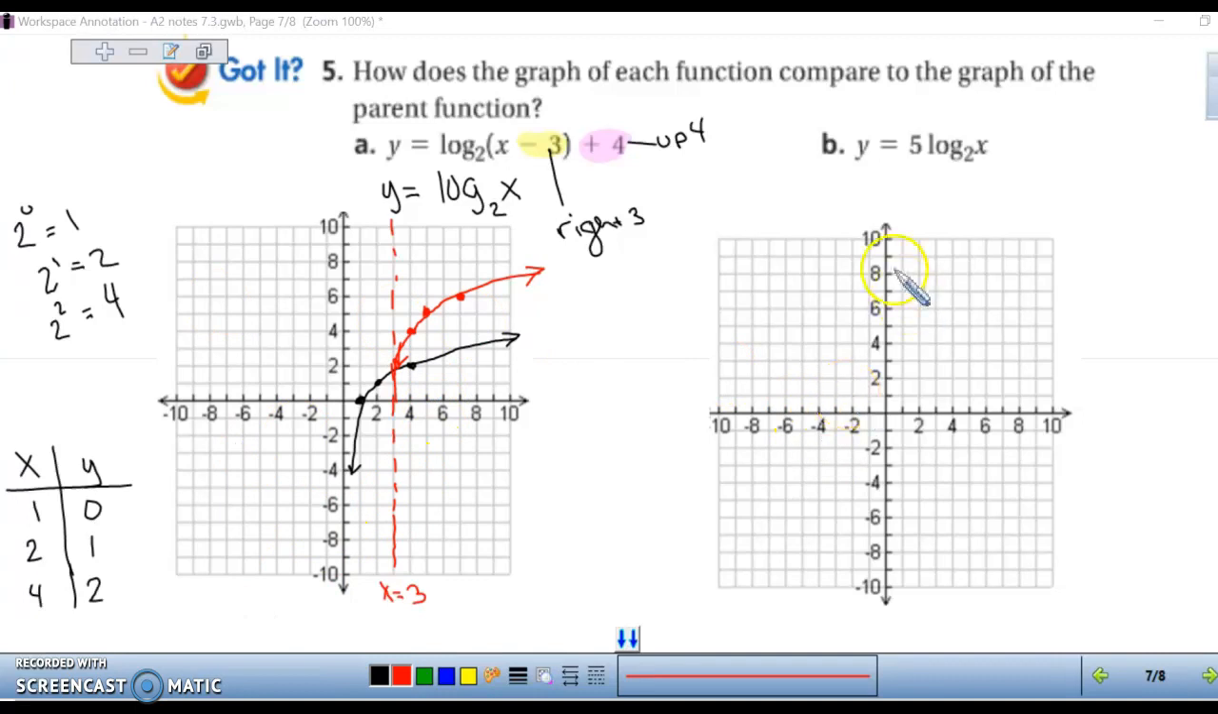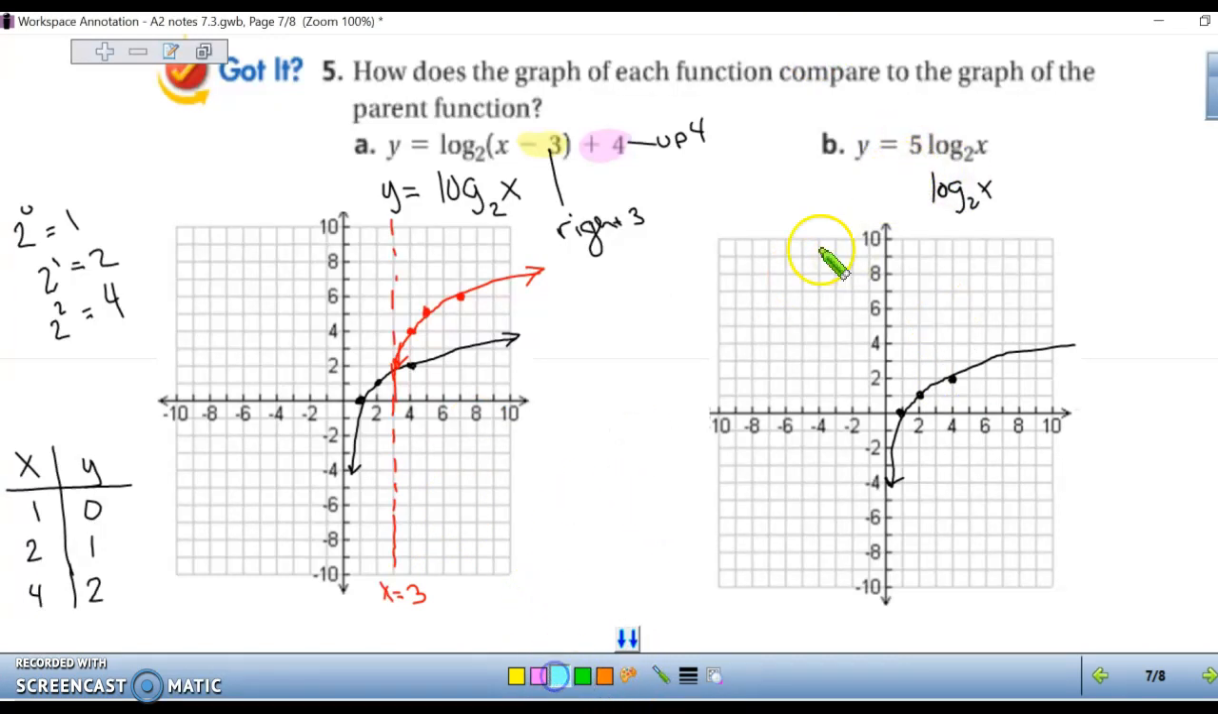In part B, we'll do the same thing. We have the same parent function of log base 2 of x. So I'm going to do that in black. So we have a point at 1, 0, 2, 1, 4, 2. And what's different between the parent function and our new function is the 5 that's on the outside, meaning that every y value gets multiplied by 5. So that's a stretch.